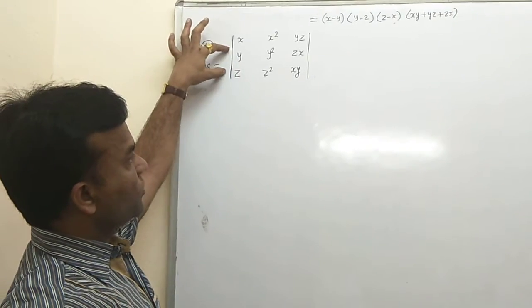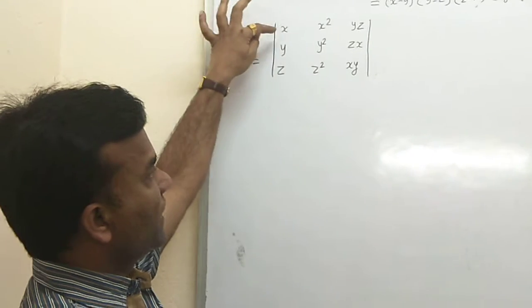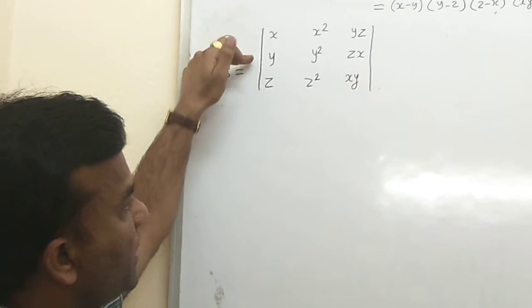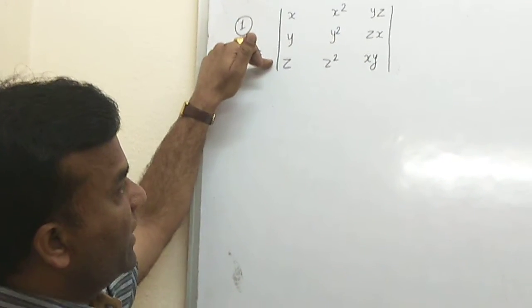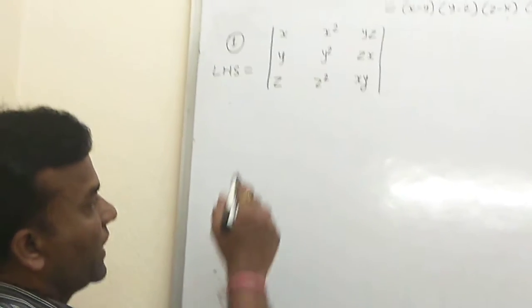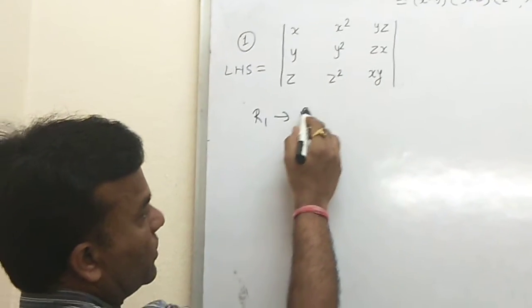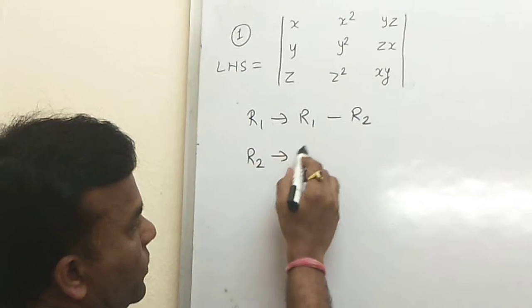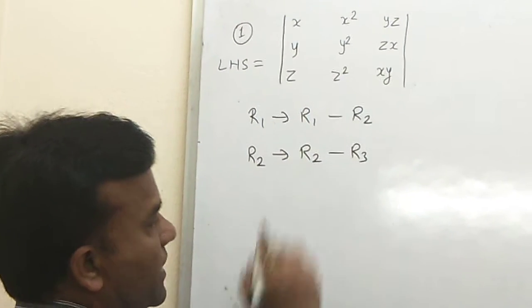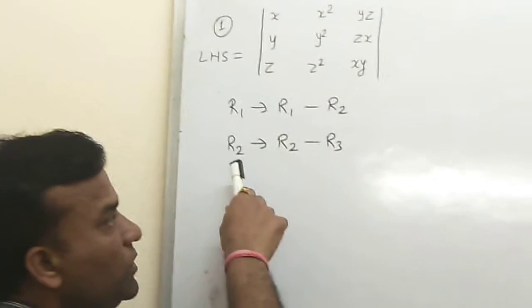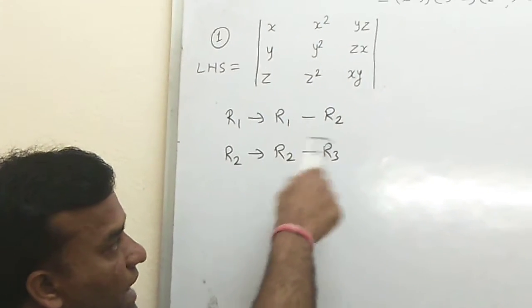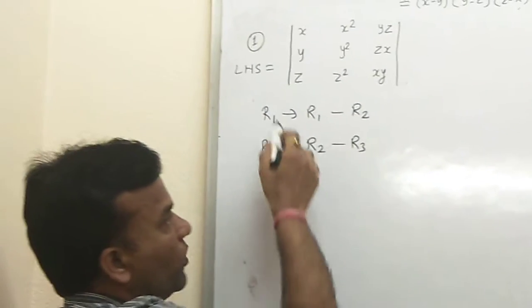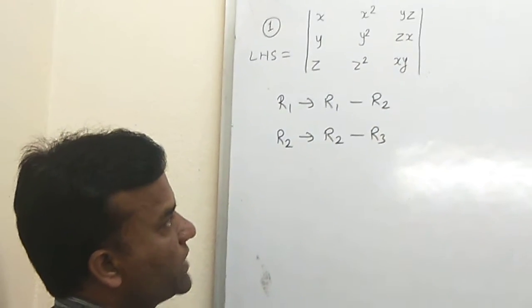Now here we apply two operations together. x minus y is required here, and second is y minus z, since y and z are also in the second and third elements. So there are two operations you apply together. The first operation you write down here: R1 tends to R1 minus R2. Similarly you apply R2 tends to R2 minus R3. When you apply the operation on R2, you always decide that R1 is not included, because R1 was just changed before the operation. So you don't use R1 inside the R2 operation or R3 operation.